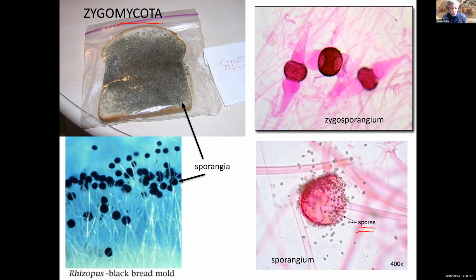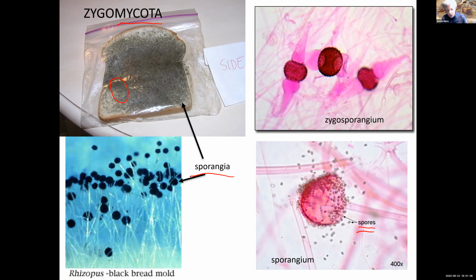So if we were to zoom in on this bread mold, what we actually would see, these structures visible to the naked eye, there are enough of them that we can see them. These are going to be the sporangia, right? They make spores, that's all we're going to call them. So for Zygomycota, we're just going to call their asexual reproductive structure sporangia.